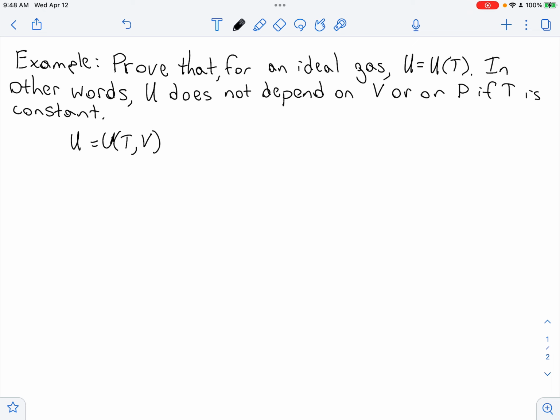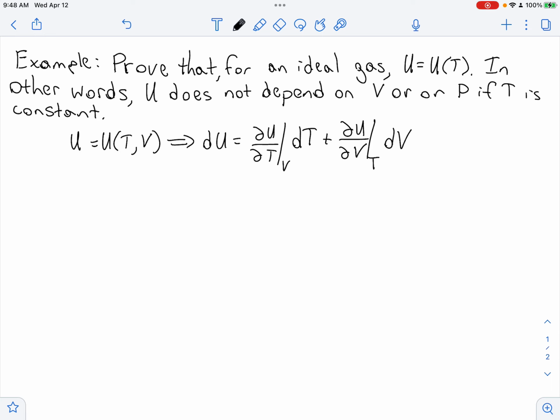remember the Gibbs phase rule, we ought to be able to specify two variables, namely T and V, in order to fully specify the system. This would imply that dU is equal to (dU/dT) at constant V dT plus (dU/dV) at constant T dV, and this part would be 0, such that u can be determined only by changes in T.